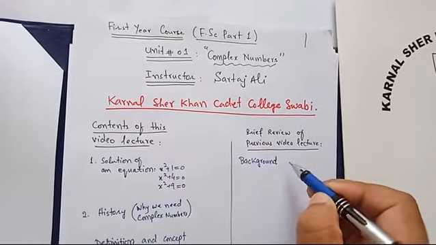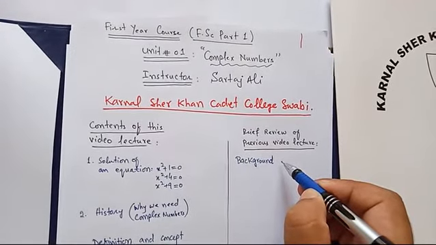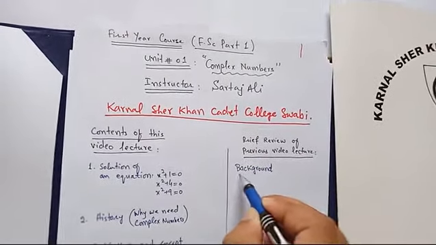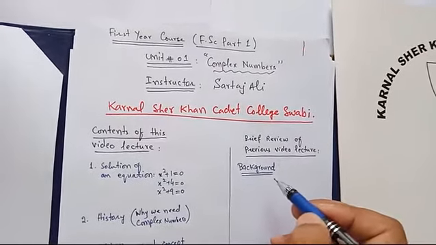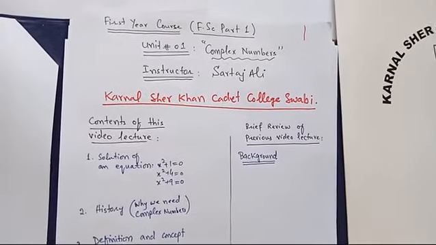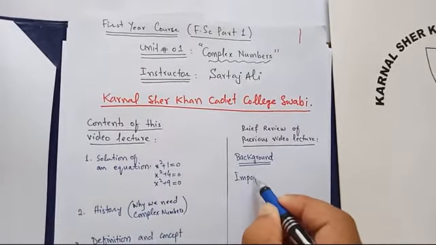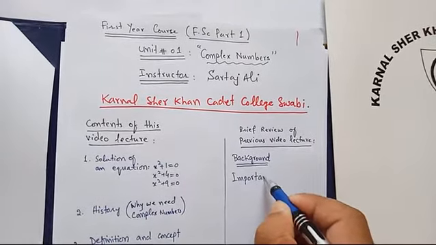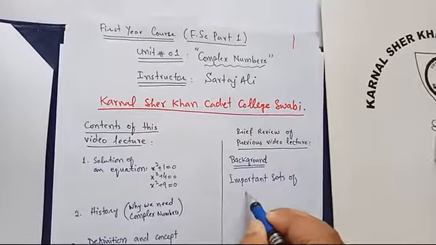or background concepts regarding complex numbers. So the background knowledge for the study of complex numbers is that we need to study some important sets. Those important sets are sets of numbers, like the set of natural numbers.